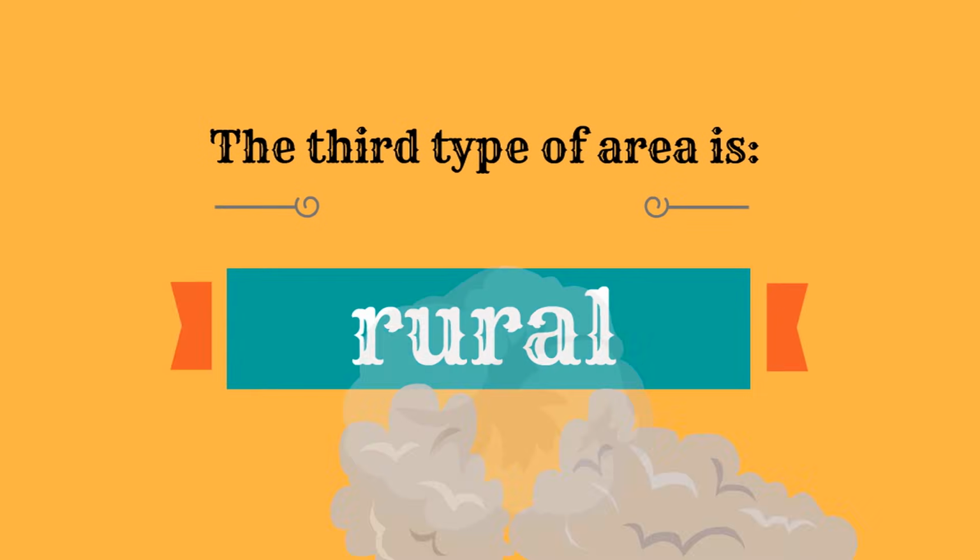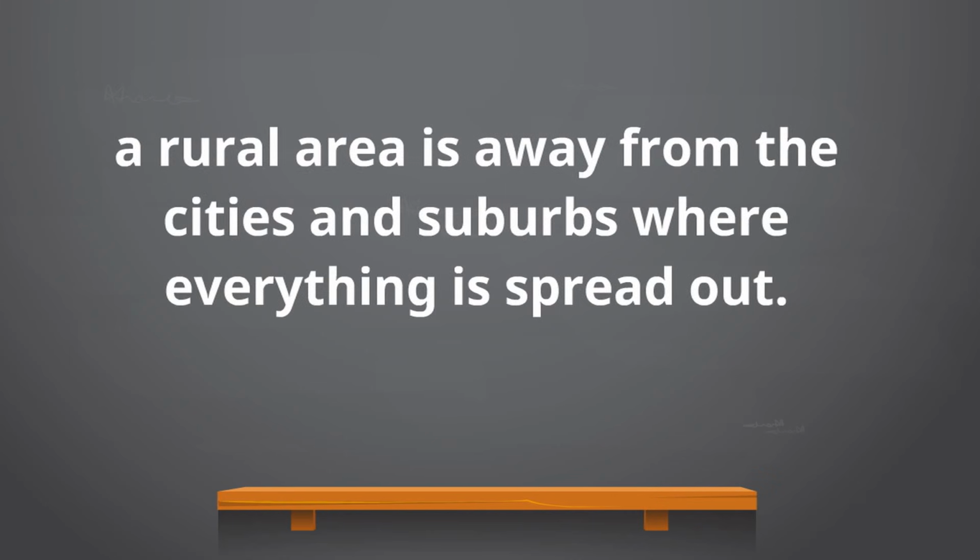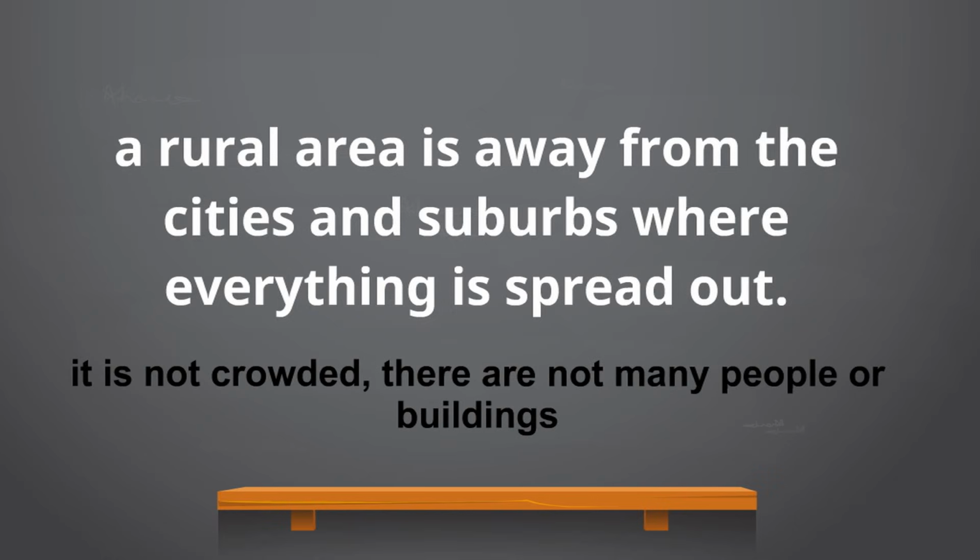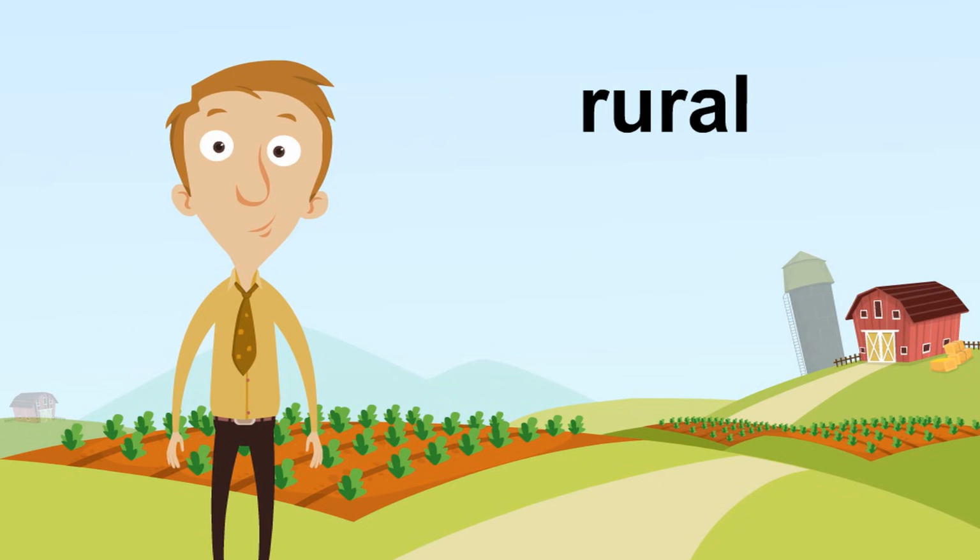The third and final type of area is rural. A rural area is away from the cities and suburbs, where everything is spread out. It is not crowded. There are not many people or buildings. Here's an example of a rural area. It's a rural area because it's not in the city or the suburbs. Everything is very spread out. There are not a lot of people and not a lot of buildings.